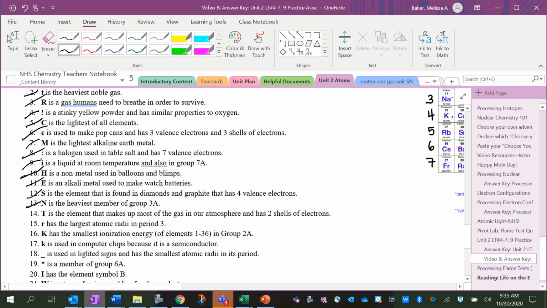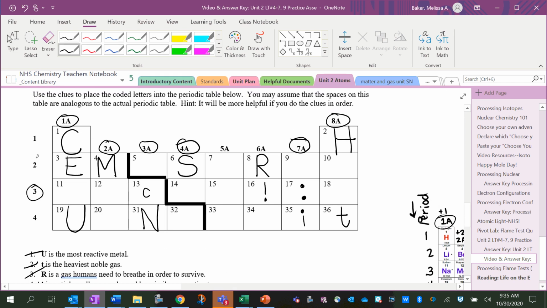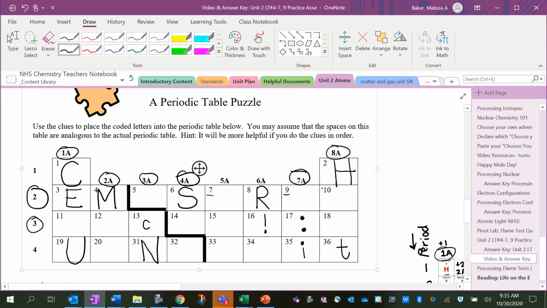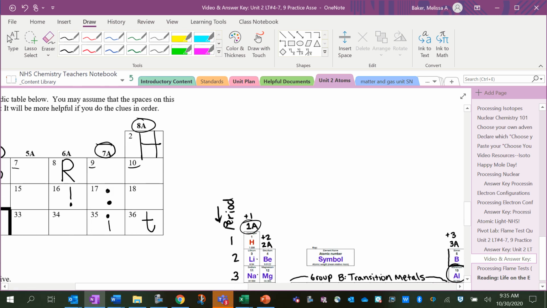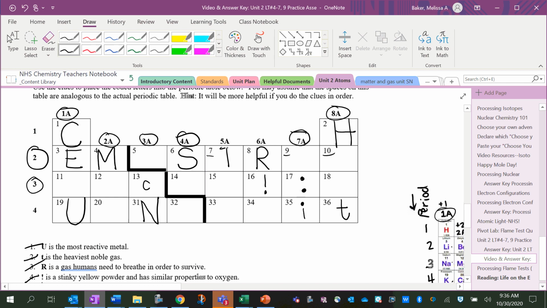Capital T is an element that makes up most of the gas in our atmosphere and has 2 shells of electrons. So it's a gas and it has 2 shells. So it's going to be number 7 or number 9 or number 10 are options of the gases. So it's nitrogen, fluorine, or neon. Well, we've talked about how nitrogen makes up most of the gas in our atmosphere. So that's going to be a capital T. Erase my lines.